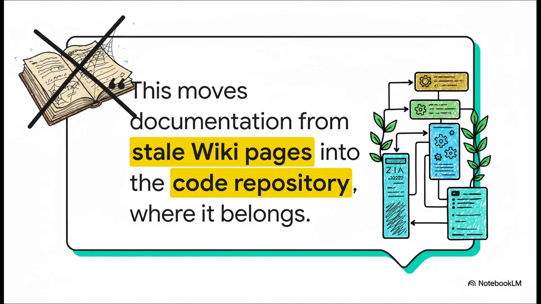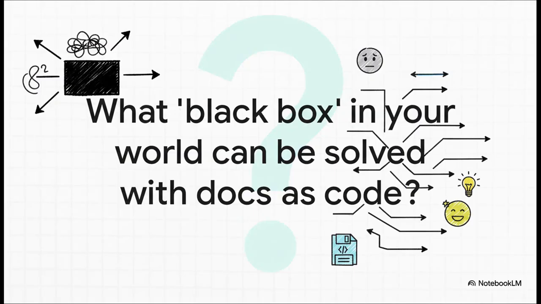And I think this quote from the source material just says it all perfectly. This philosophy takes documentation out of those dusty, out-of-date, and untrusted wiki pages and puts it right where it always belonged, in the code repository, living and breathing with the system itself. So let me leave you with this final thought. This idea is so much bigger than just data lineage. Think about it. What is the black box in your world? What's that complex process that nobody really understands that you could finally demystify by treating its documentation as code?